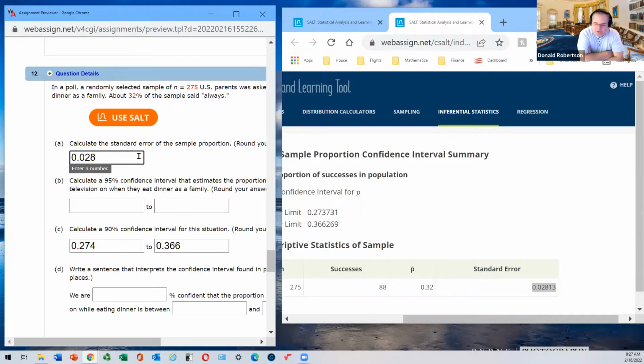Would you agree every question is pretty much the same, right? Same process, hit the same buttons, interpret it pretty much the same way. So we're now moving on to the second and final situation, which is how do you use SALT to do the difference between 2 proportions, right?